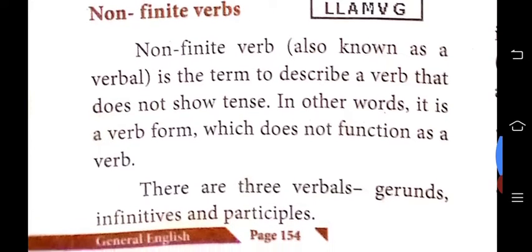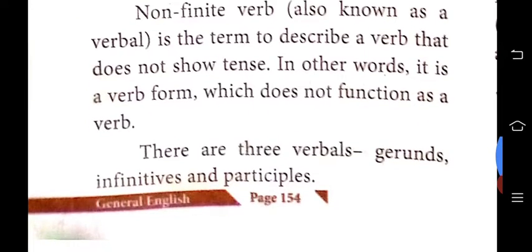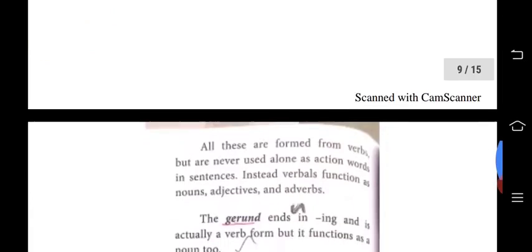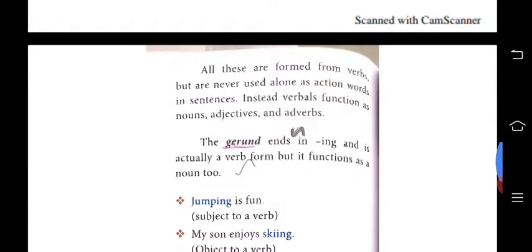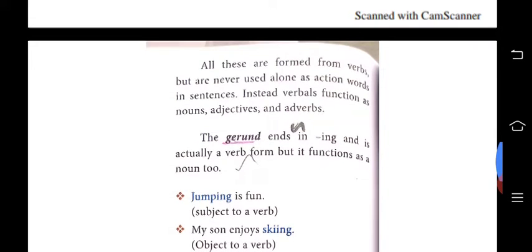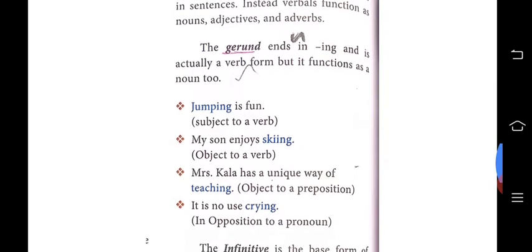Okay, so there are three verbals: gerund, infinitives and participles. All these are formed from verbs but are never used alone as action words in tenses, in sentences. Instead, verbals function as nouns, adjectives and adverbs. So that's what they have given.